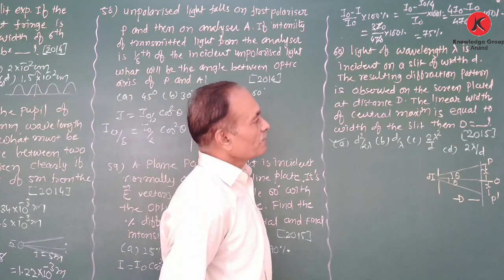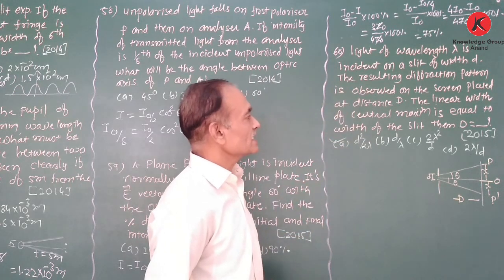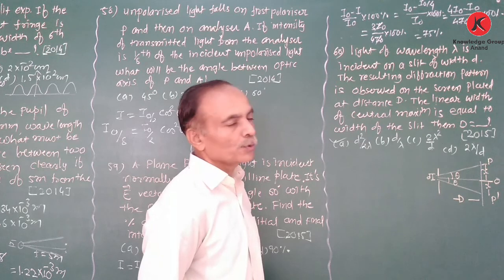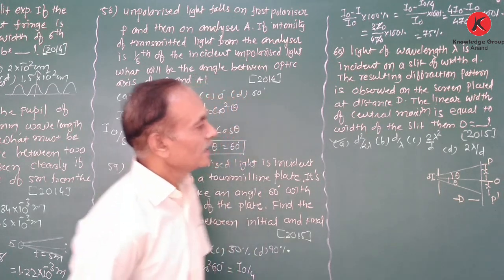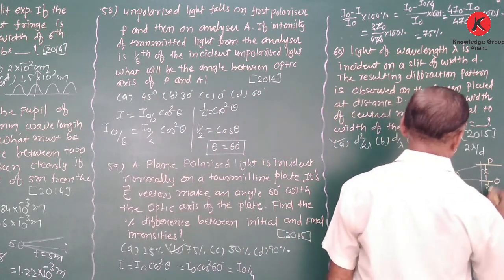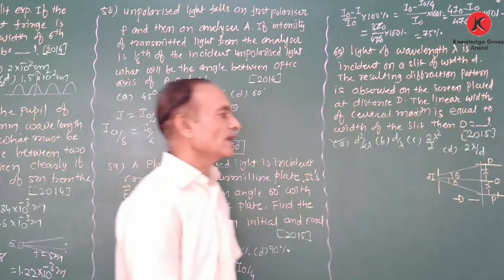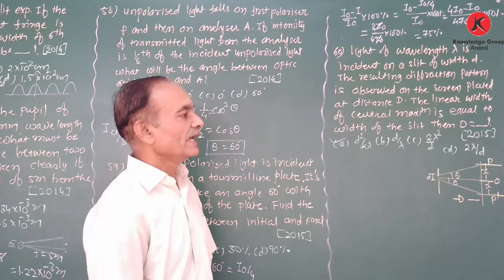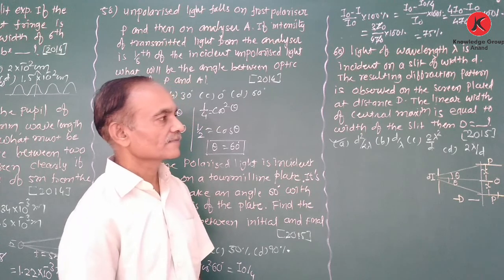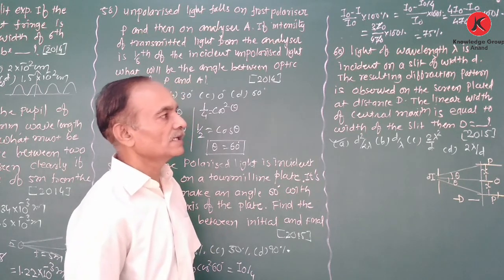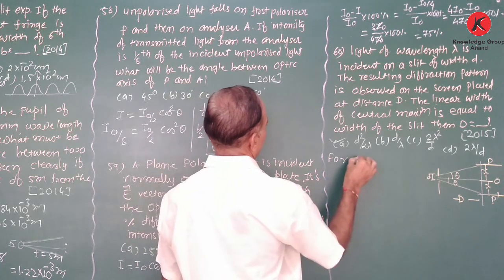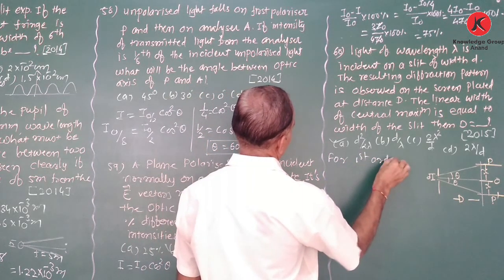Okay, now the pattern is observed on the screen placed at distance D. The linear width of the central maximum is equal to the width of the slit. Now, the linear width of the central maximum, this distance, is given as small d. Then, what is the distance D of the screen from the slit? For that purpose, first order diffraction.